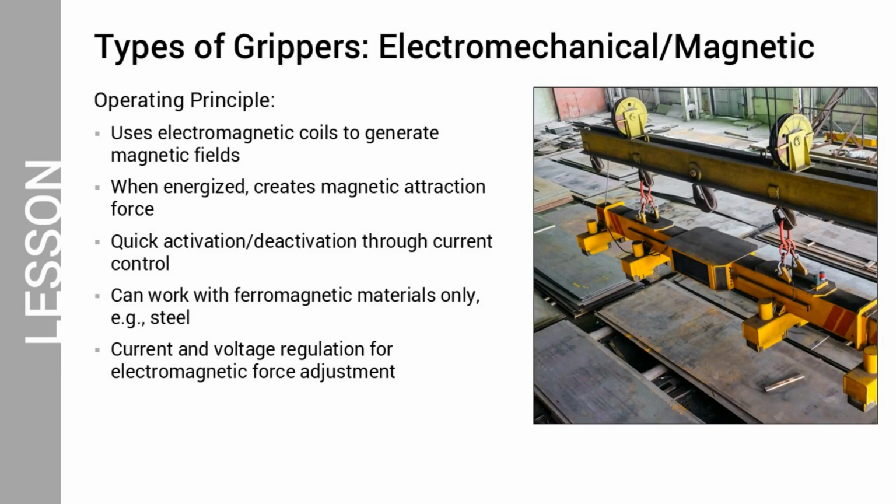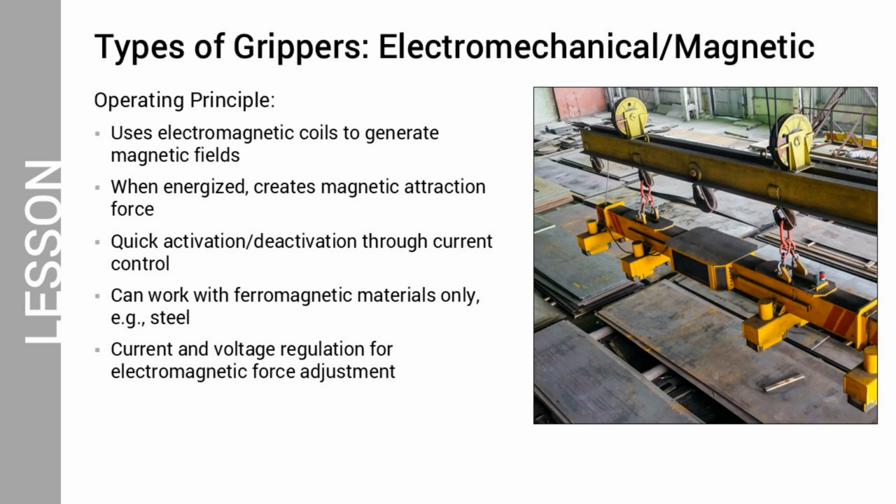Finally, we have electromechanical grippers, also known as magnetic grippers. Electromechanical or magnetic grippers operate by utilizing electromagnetic coils to generate magnetic fields for object manipulation. When these coils are energized with electrical current, they create a magnetic attraction force capable of holding objects.